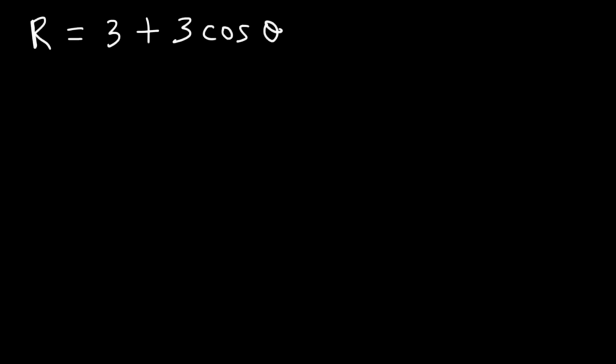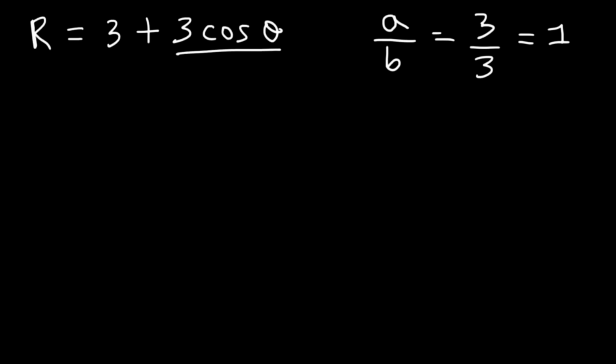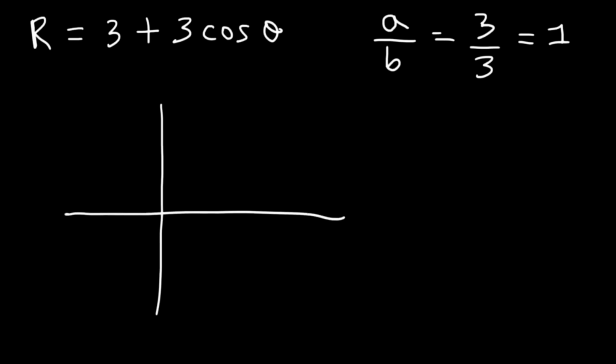What do we need to do here? Well, first, we need to determine what type of limacon we have. a and b are the same. When a and b are the same, a over b is equal to 1. And in that situation, we have the heart-shaped limacon, also known as the cardioid. And because cosine is positive, it's going to open towards the right. Now I'm just going to draw the general shape of the cardioid, which looks like this. So there is no inner loop.